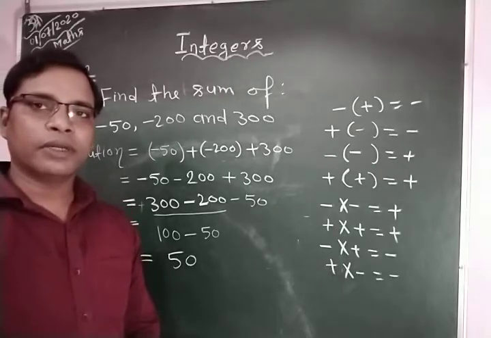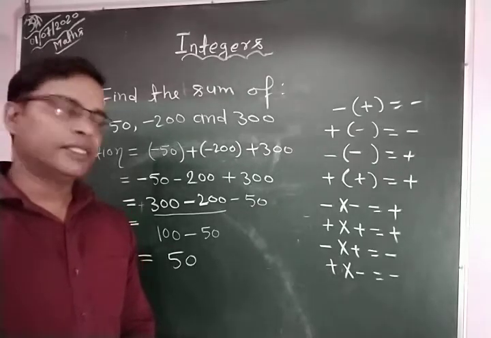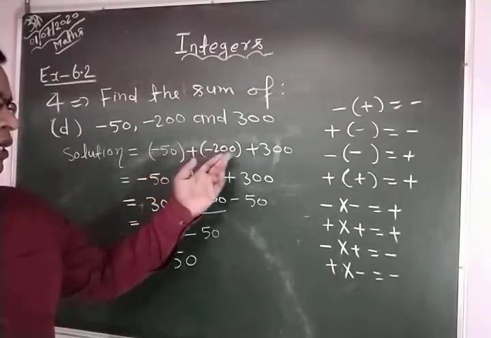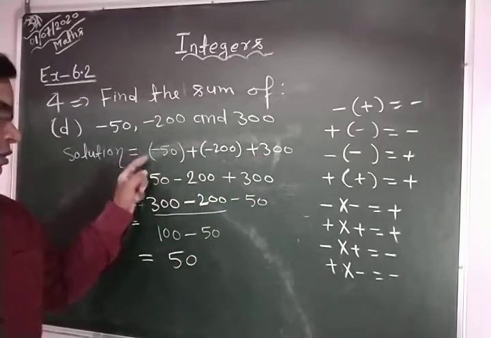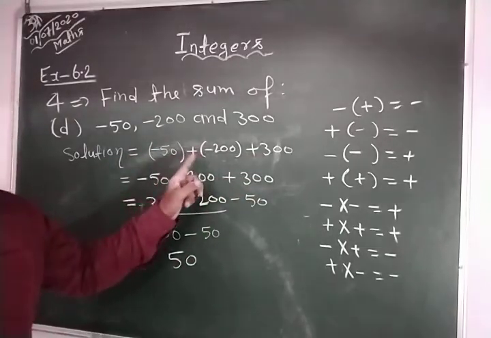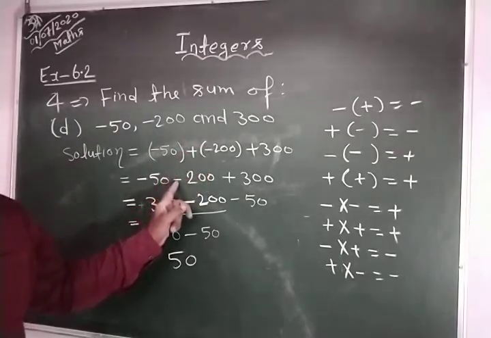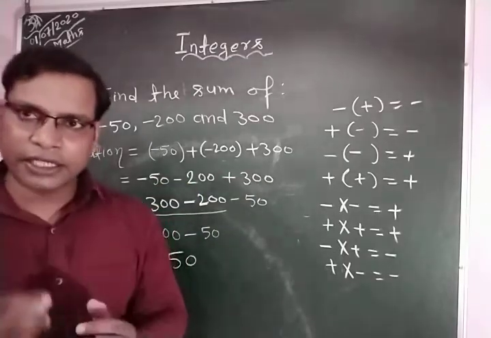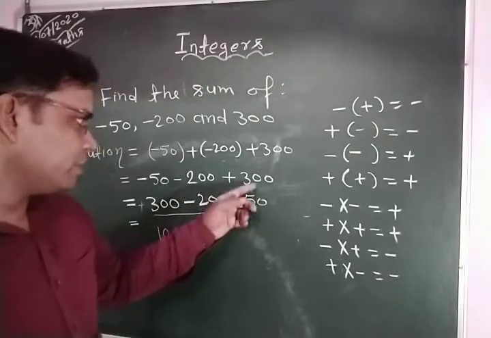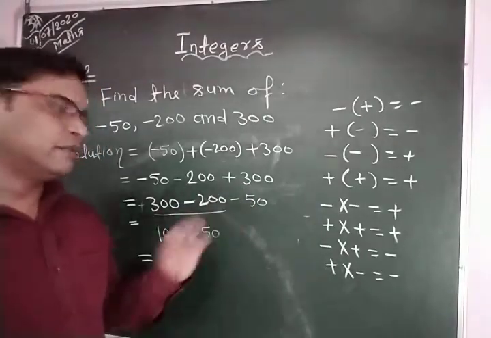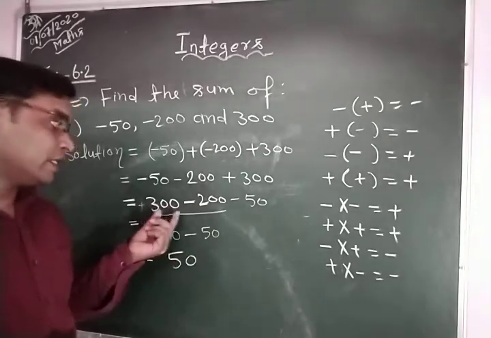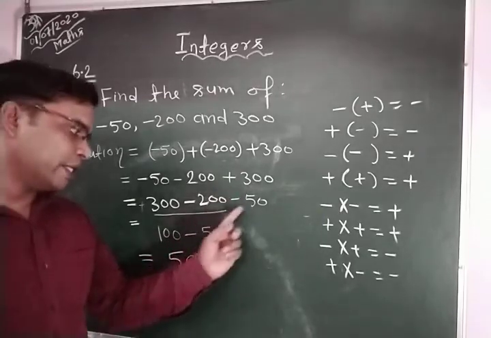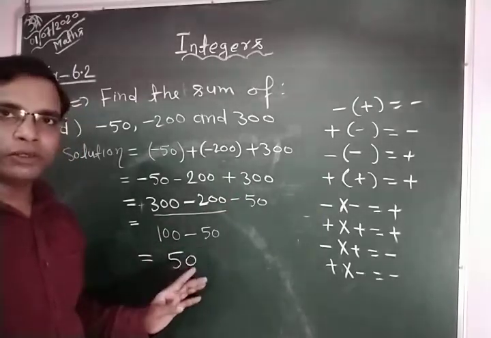So we find the sum of minus 50, minus 200 and 300 like this. We write minus 50 plus minus 200 plus 300. We write minus 50 as it is, and plus into minus is equal to minus. So we write minus 200 plus 300, and after this we just rearrange it. First we write 300 minus 200 minus 50. So 300 minus 200 is equal to 100. After this we write minus 50 as it is. So 100 minus 50 is equal to 50.